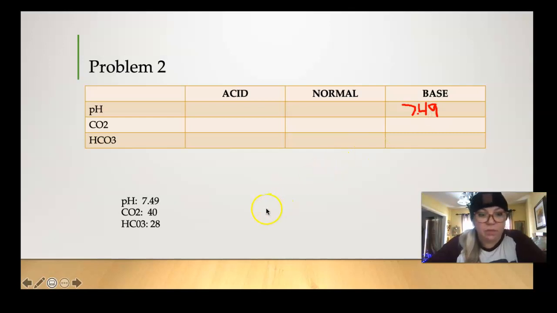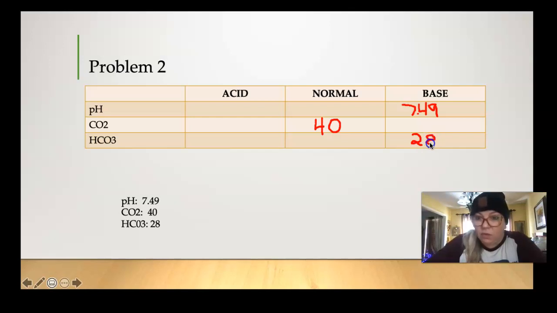So if we have 7.49, our CO2, on the other hand, is 40. Now remember, our normal values for carbon dioxide are between 35 and 45. So that is smack in the middle, normal. So I'm going to put our CO2 right here. 40. So that is normal. All right. Our HCO3 now is 28. Remember, our normal values are 22 to 26. So I'm going to put that in over here. 28.